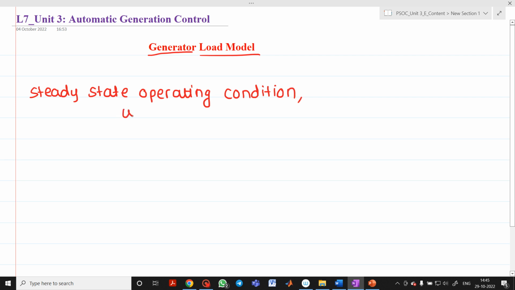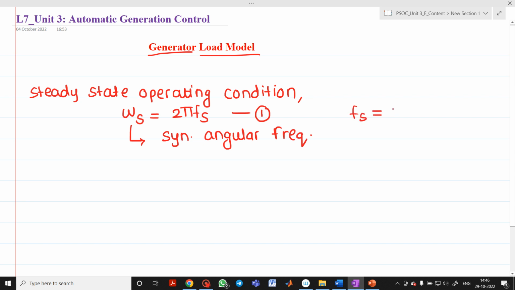So I will write it here. This omega s will be equal to 2 pi into fs. We know this is a simple formula where this omega s is nothing but your synchronous angular frequency. On the other hand, here if you see, this fs is nothing but synchronous frequency, or in other words we can say that it is a rated frequency.